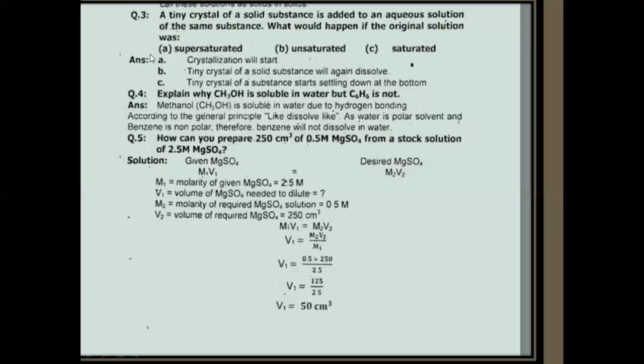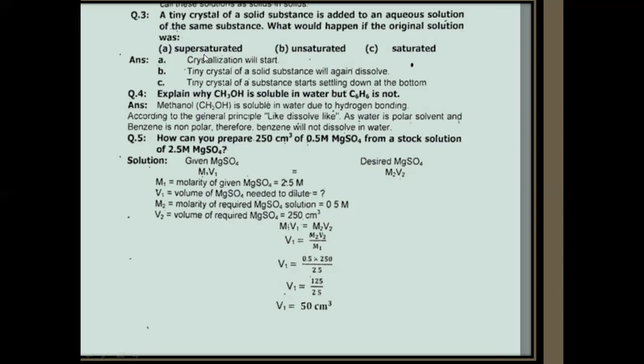Question number 3. A tiny crystal of solid substance is added to an aqueous solution of the same substance. What would happen if the original solution was supersaturated, unsaturated, and saturated? Suppose we have three test tubes. In one test tube, we have supersaturated solution, in the second test tube, unsaturated, and in the third test tube, saturated solution.